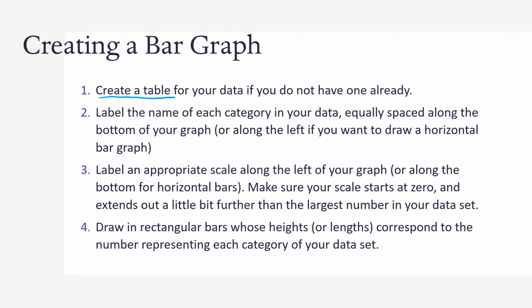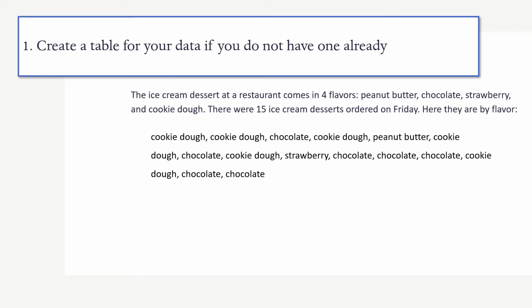After that, you'll want to label the name of each category in your data, equally spaced along the bottom of your graph, or left if you have a horizontal bar graph. Label an appropriate scale, and then you'll draw in the rectangular bars, whose heights or lengths correspond to the number representing each category. Let's look at creating a table for your data if you do not already have one.